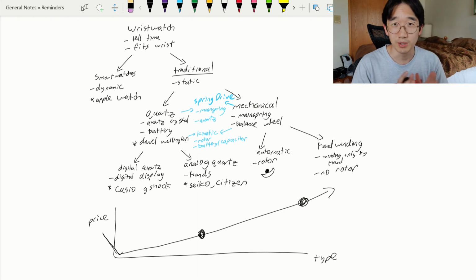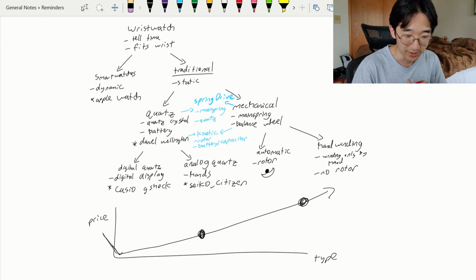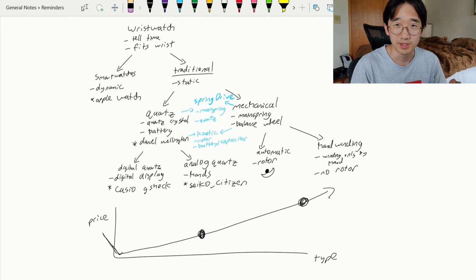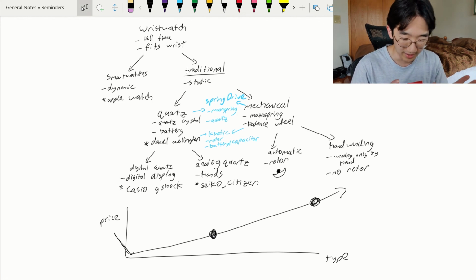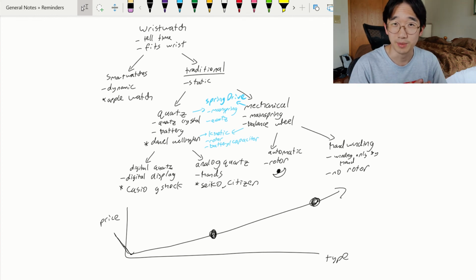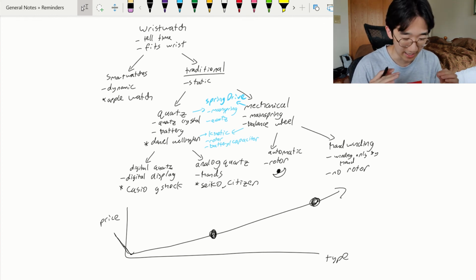So yeah, that's pretty much all the different types of watches you'll encounter. There's a few exceptions, there's a few special cases, but this chart that you see here, it encompasses like 99% of all watches that you can buy.